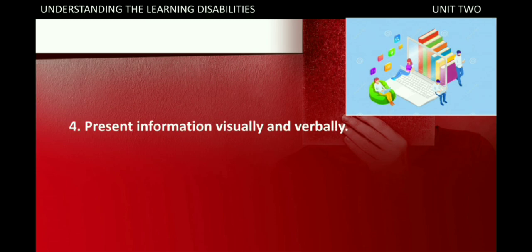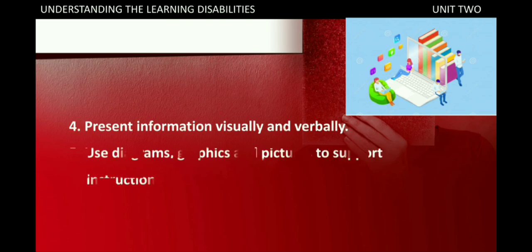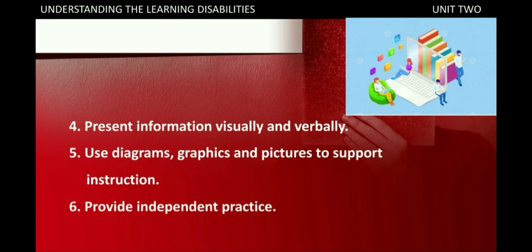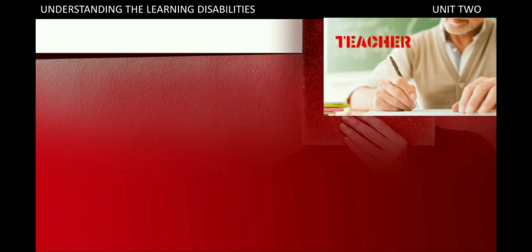Then you can present information visually and verbally to make the class attractive. You can use diagrams, graphics and pictures to support your interaction or instruction. You have to provide independent practice to them, because the teacher should not solve all the questions in the class. First you explain one method on the board, then allow the students to do it by themselves, and only then will their ability grow. So the teacher should have the patience to wait for the student to solve all the questions.